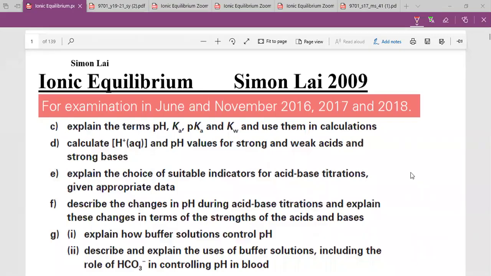Hi guys, today we're going to talk about indicators, part E, suitable indicators. What are indicators?